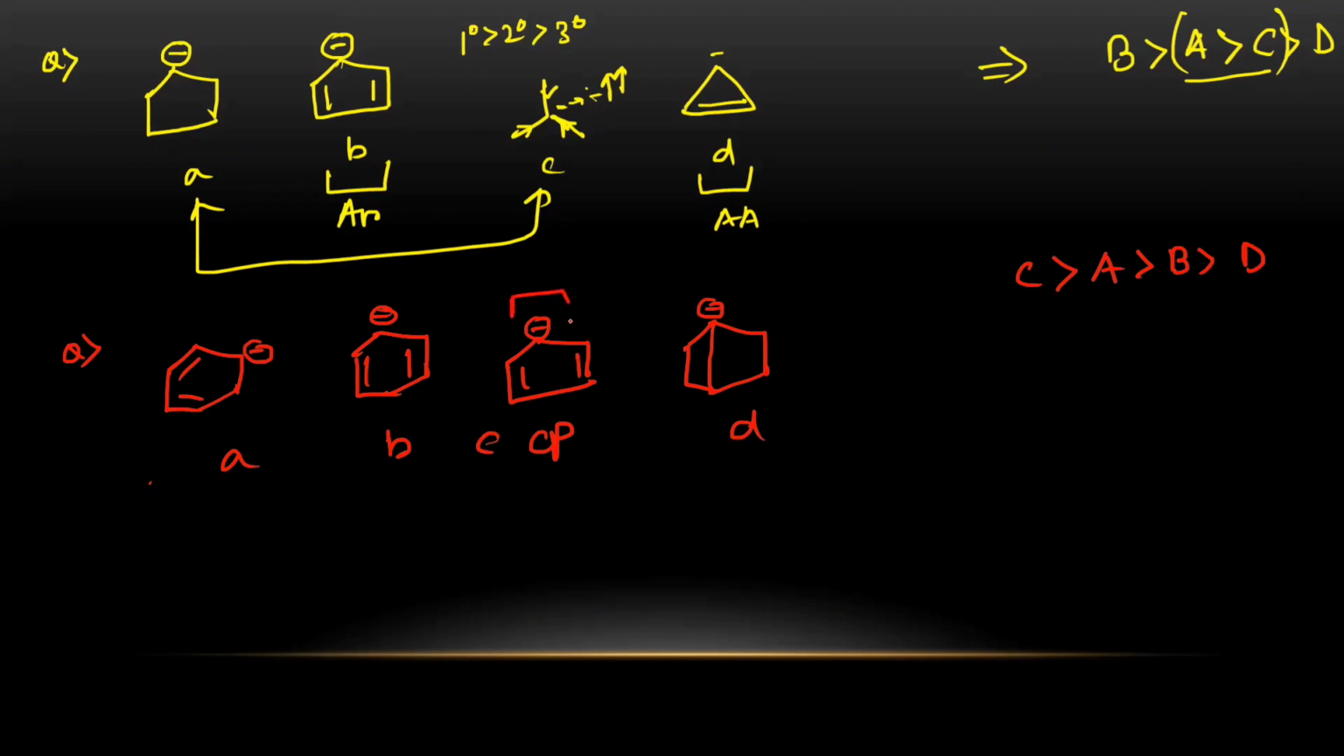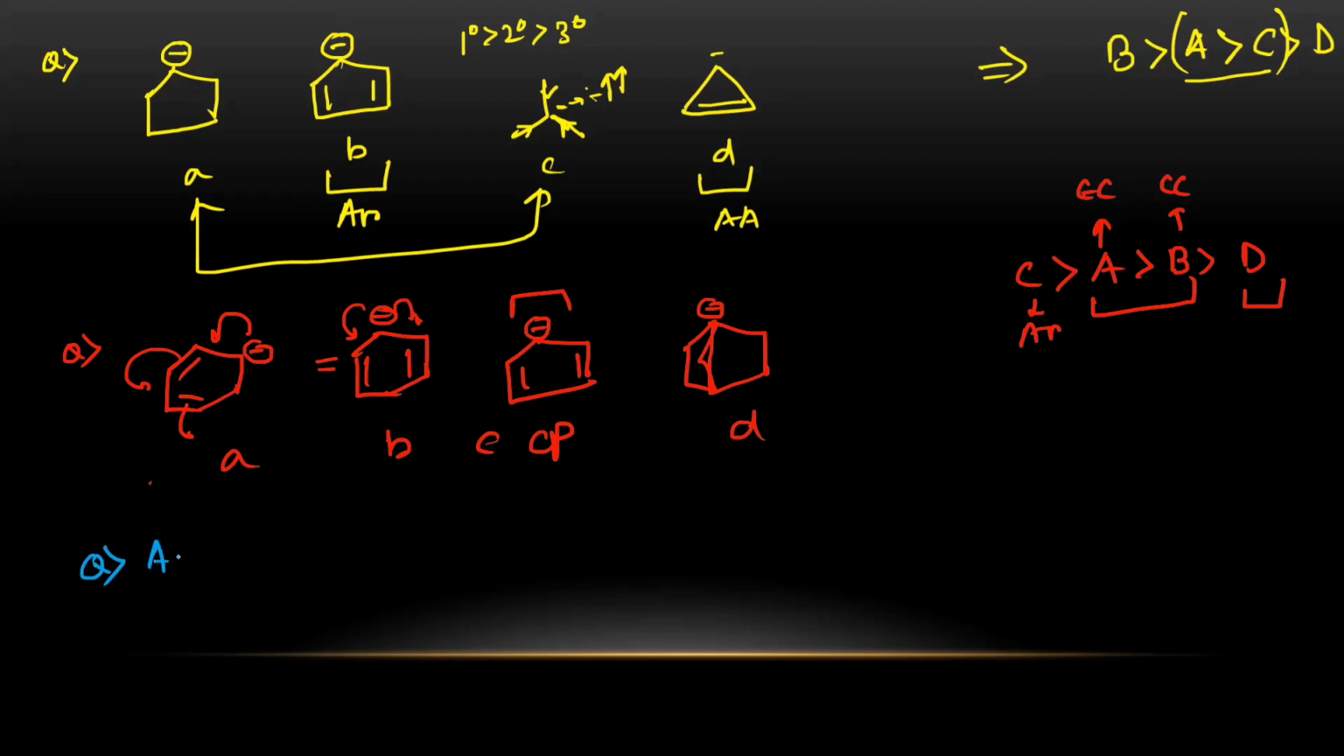C is most stable because it is aromatic, right? And A and B, what happens? A has extended conjugation, but B has cross conjugation. Sometimes it is in this direction, sometimes in this direction. So A will be more stable than B because A has extended conjugation, B has cross conjugation, and D is a normal 3 degree anion. So that's why the stability order is explained. Now, next question. This was also easy. I hope you have marked it correctly.